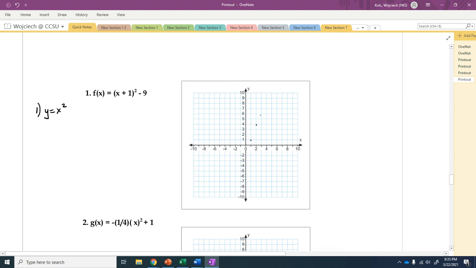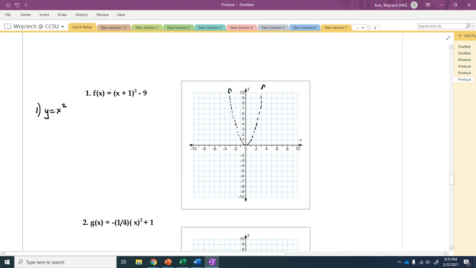Okay, 3 comma 9, negative 1, negative 1, negative 2, 4. They should be symmetric. So the parent function should look like this. Okay, arrows at the end.